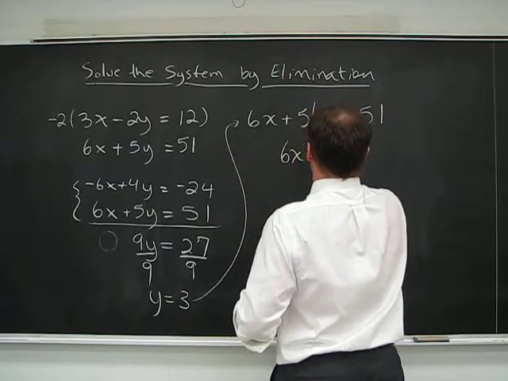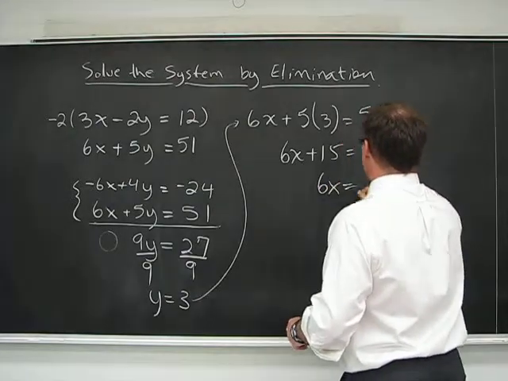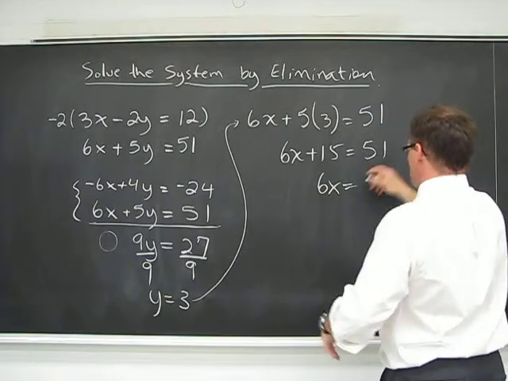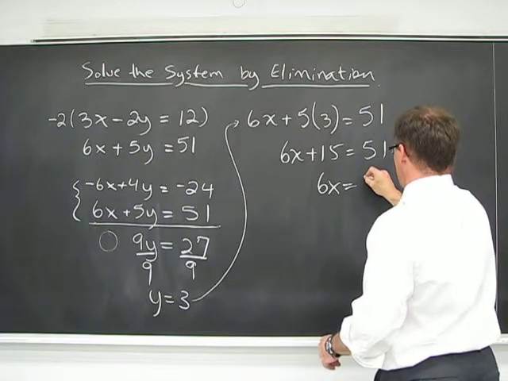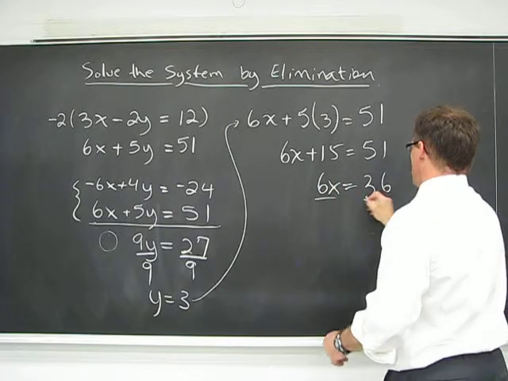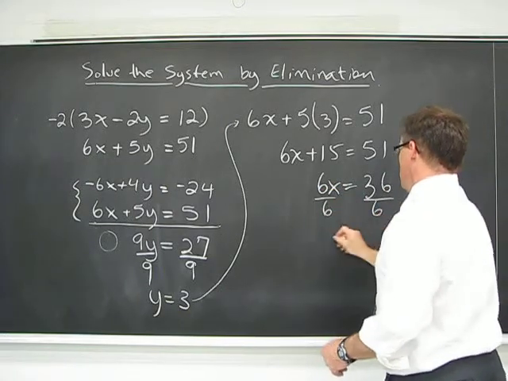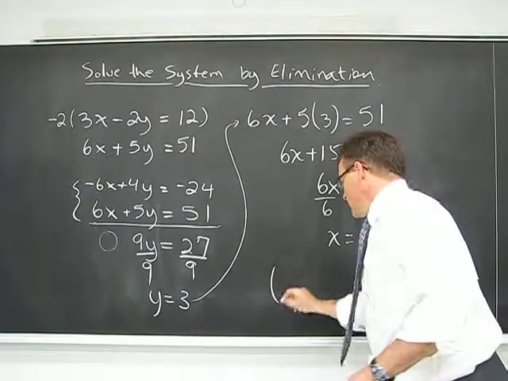6x plus 15, bring the 15 over. I'll do the subtraction right here in my head. So that's going to be, well, hopefully I'm going to do it right, 36. And then you divide both sides by 6 to give you the x value. Remember, your answer is an ordered pair.